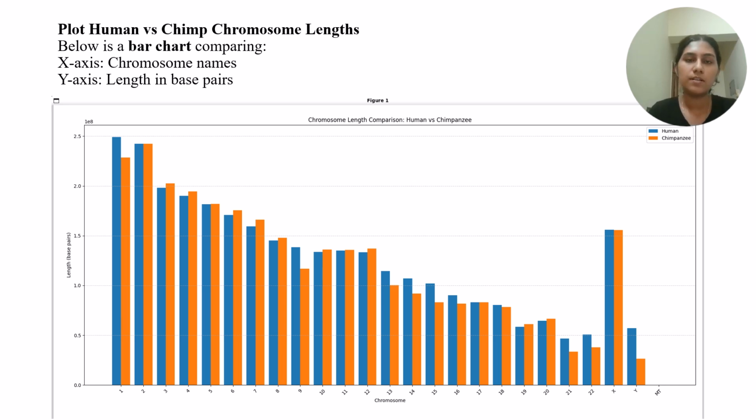So this is a graph which compares the lengths of chromosomes between humans and chimpanzees. As you can see, they are very similar in structure. So from there comes our shared evolutionary history. But there are subtle differences between them. So from there we can understand the distinct traits which we have between us and chimpanzees.